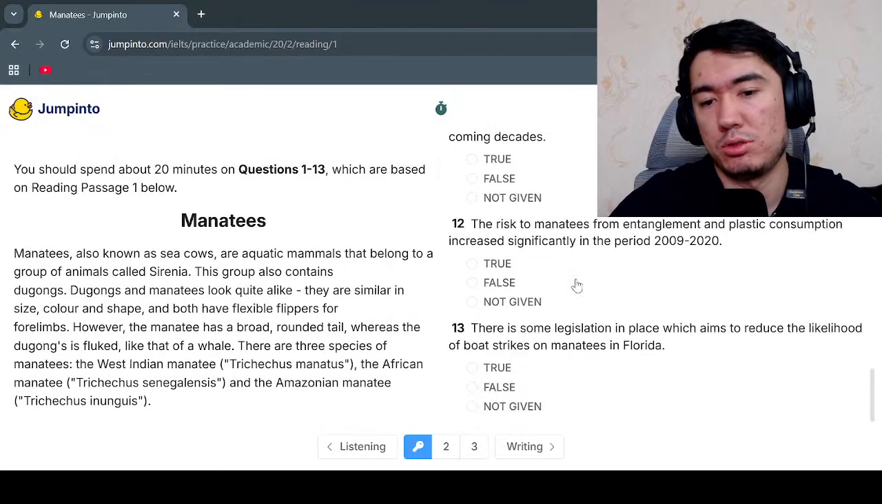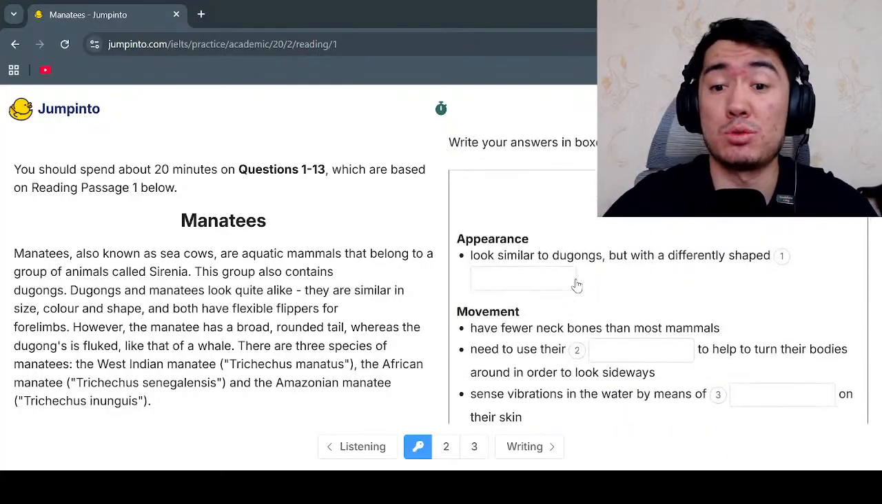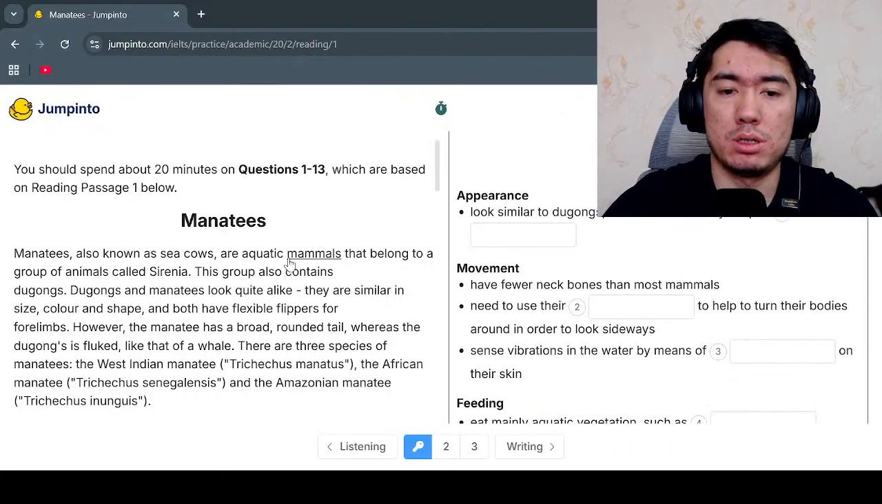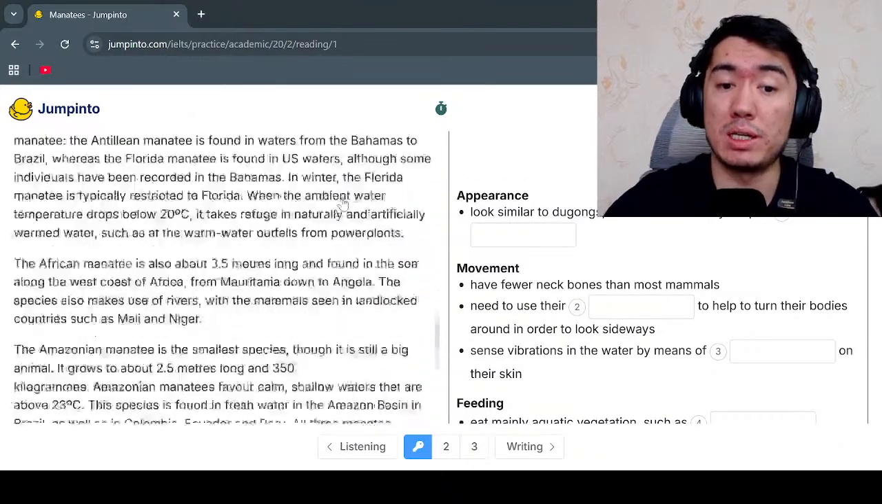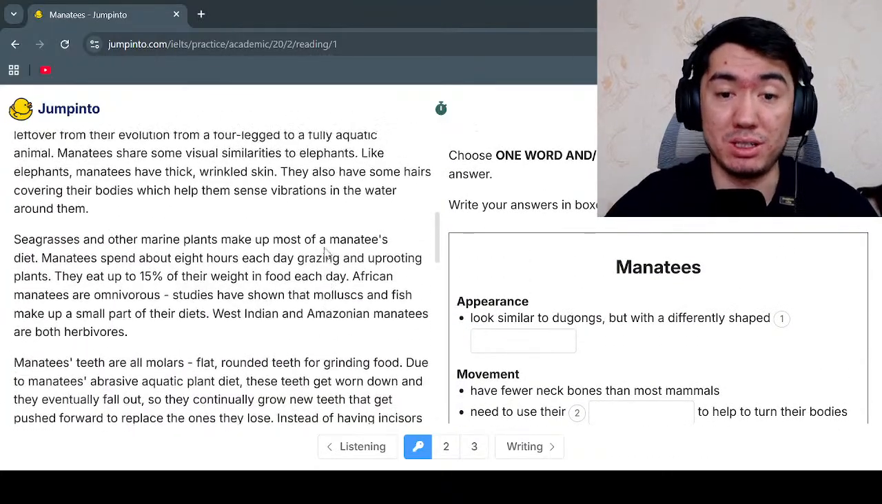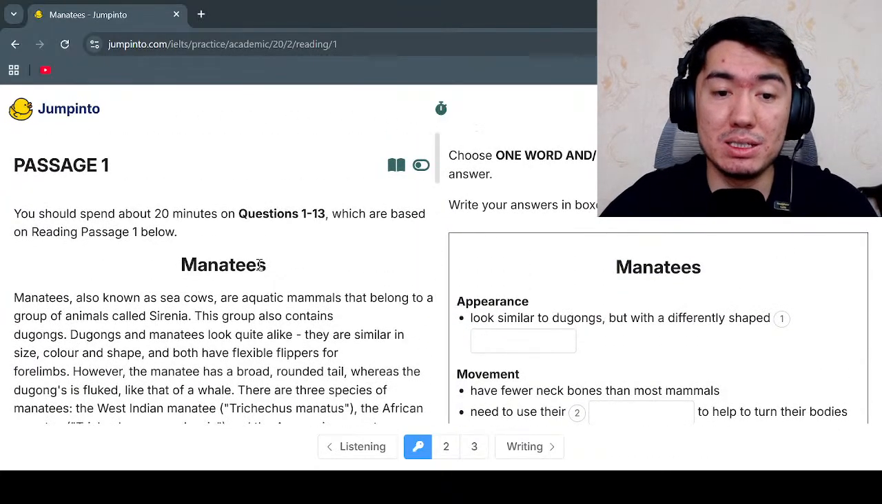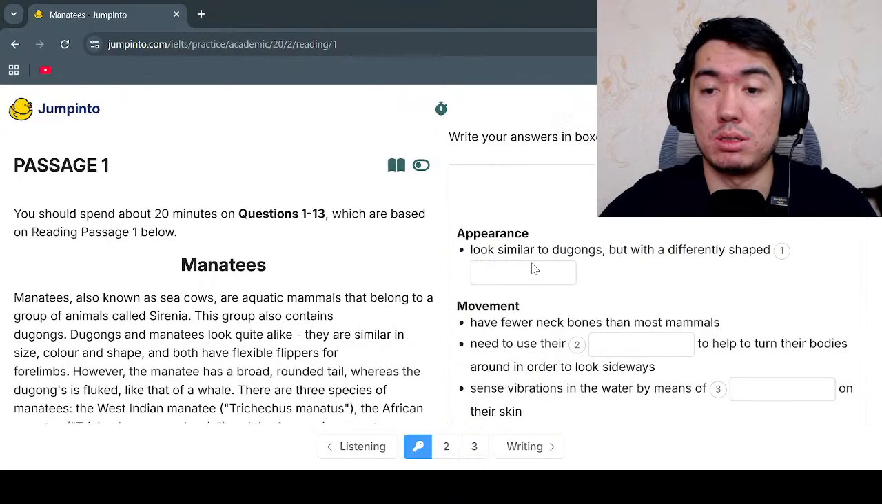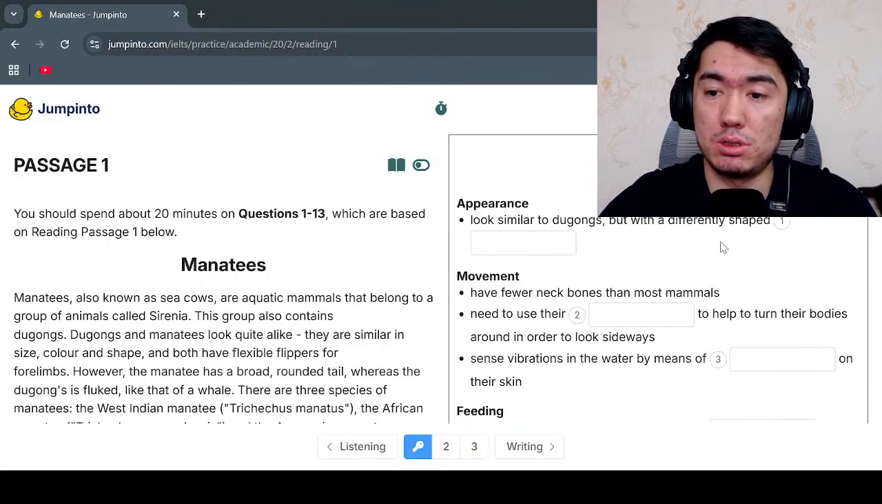It's very easy. I usually spend less than 10 minutes on passage 1 because I use location keywords and I avoid reading the whole text. Everything usually follows order as well, and that definitely helps. So manatees, I don't know what that is, so I'm just gonna jump straight into the first question.